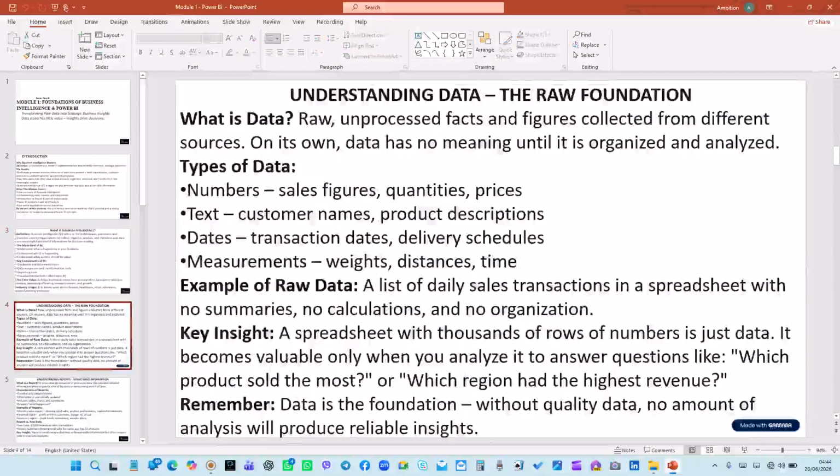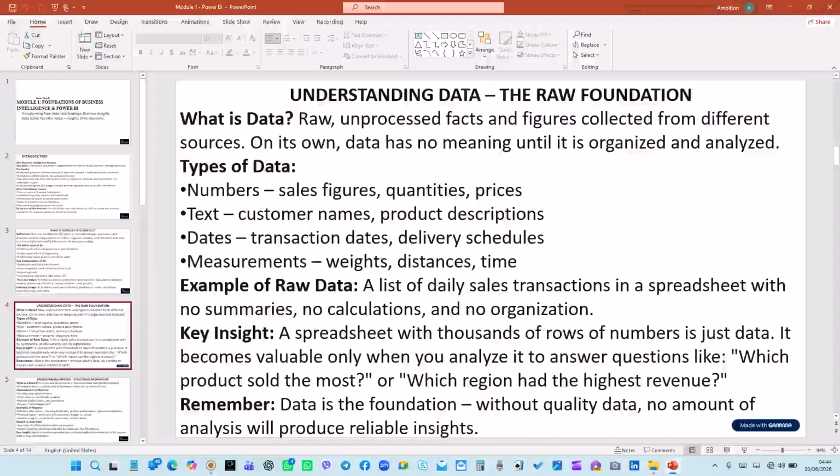Let us look at understanding data. That is the raw foundation. What is data? Data is raw and unprocessed facts and figures collected from different sources. On its own, data has no meaning until it is organized and analyzed.